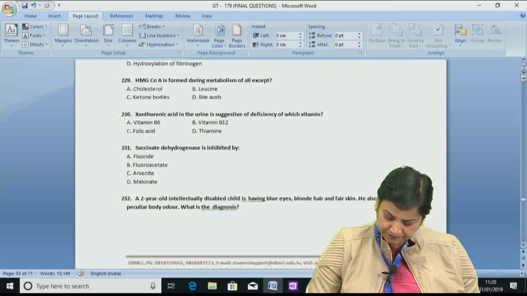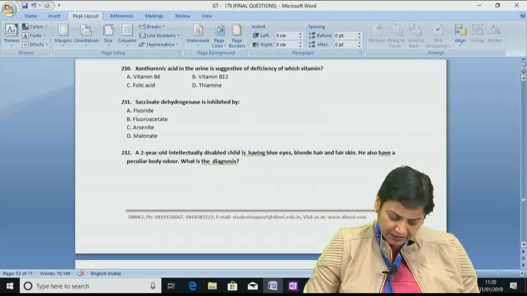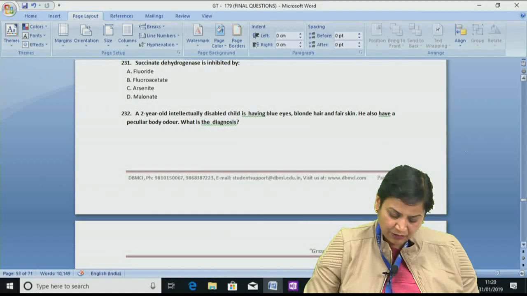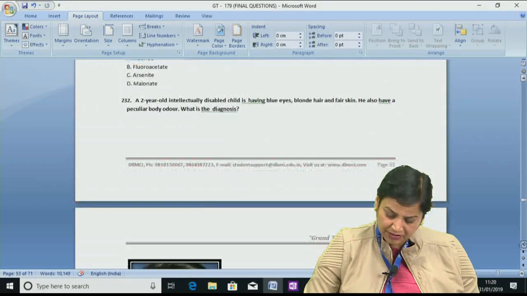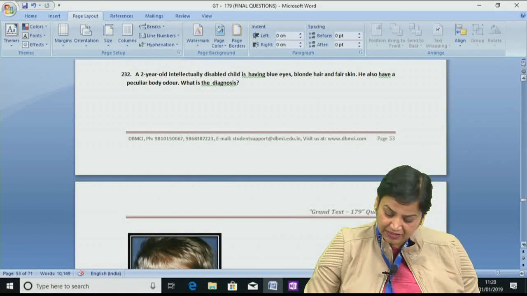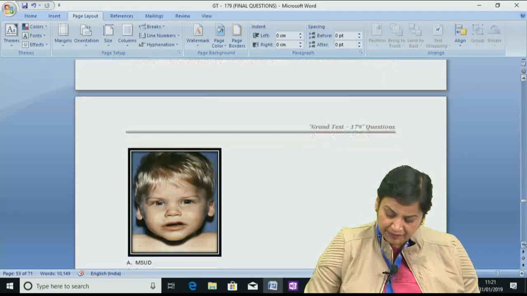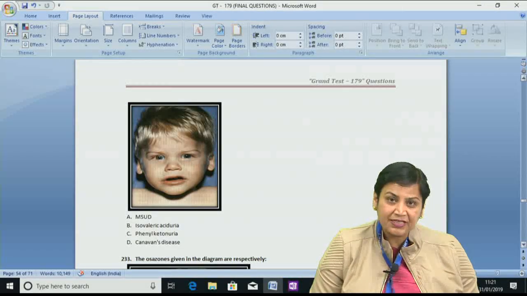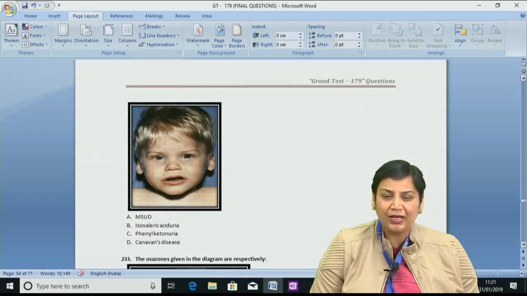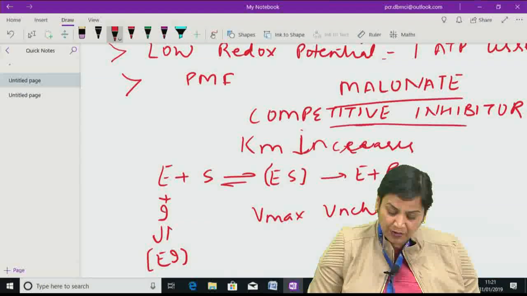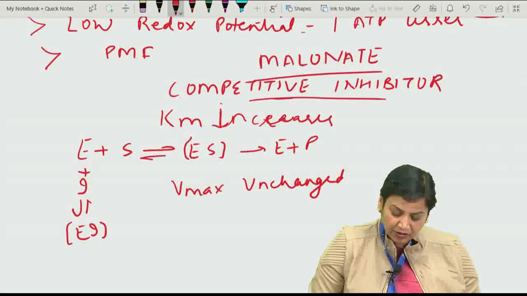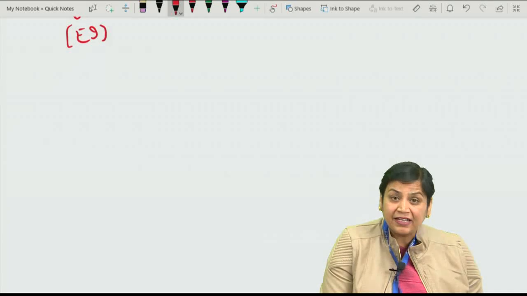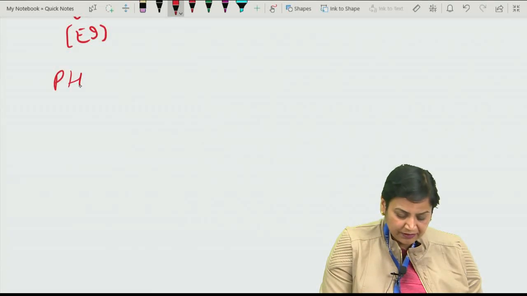Now next, a 2-year-old intellectually disabled child is having blue eyes, blonde hair and fair skin. He also has a peculiar body odor. What is the diagnosis? Now, whenever this type of question comes, see blue eyes, first of all let's look at the options: MSUD, maple syrup urine disease, isovaleric aciduria, phenylketonuria and Canavan's disease. Whenever we talk about blue eyes or fair skin, it is a characteristic feature of phenylketonuria.